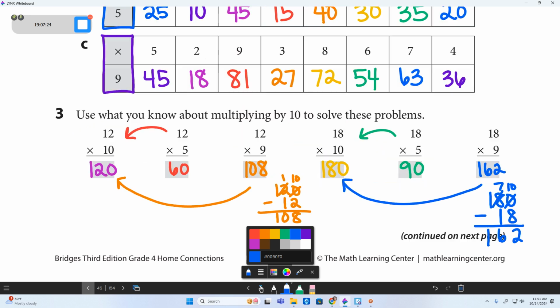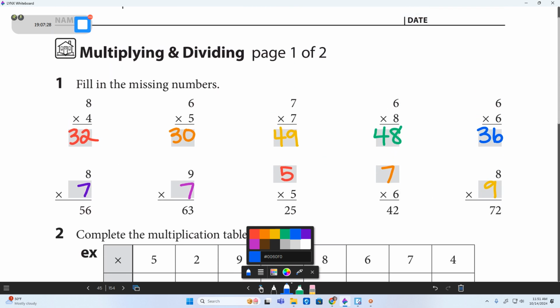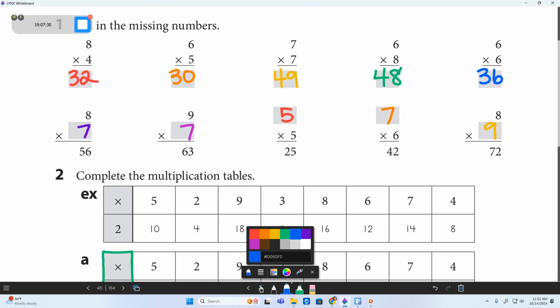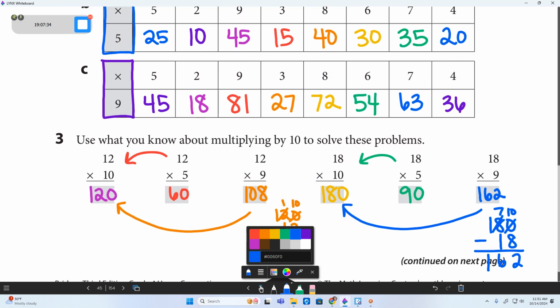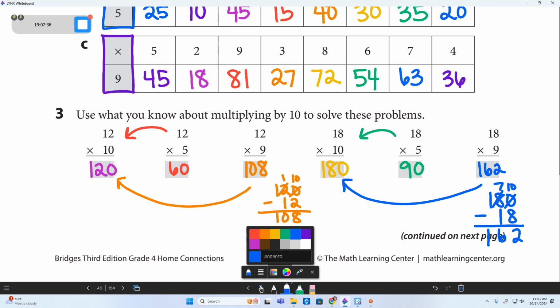All right, let's go over the answers for 41. And the answers for 42.